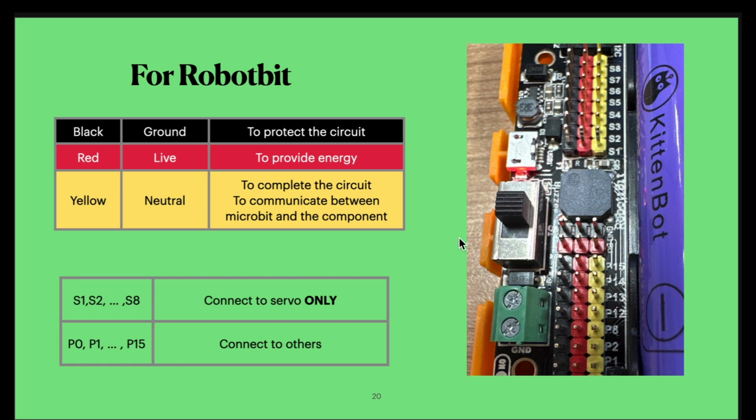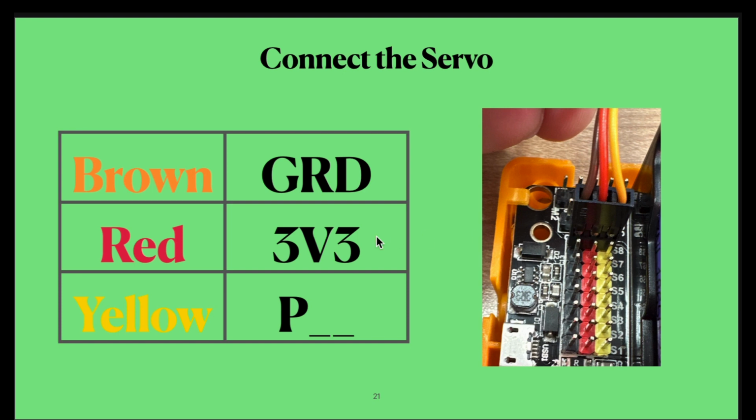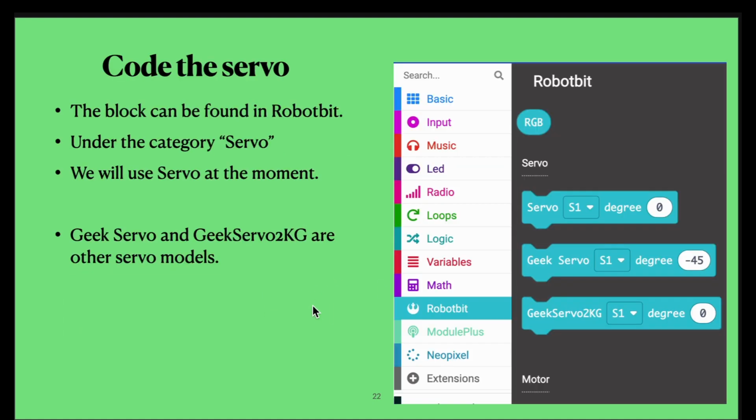Now the brown color is the ground, and the red color is the 3V3, which means the voltage. The red color provides you with 3 volts. And the yellow goes to the P something, and that means a signal, and it also provides a positive pole here in the circuit.